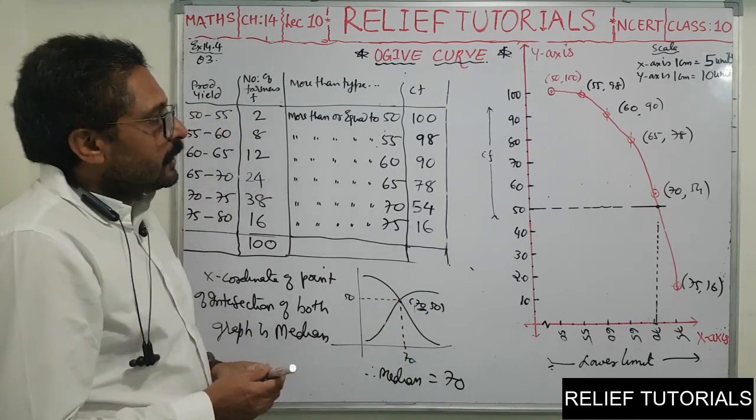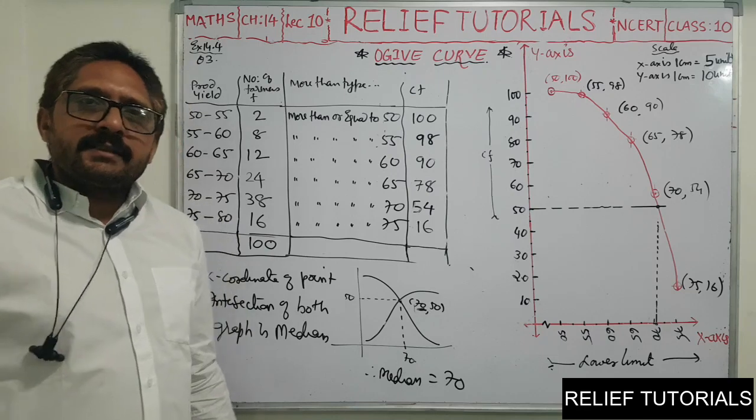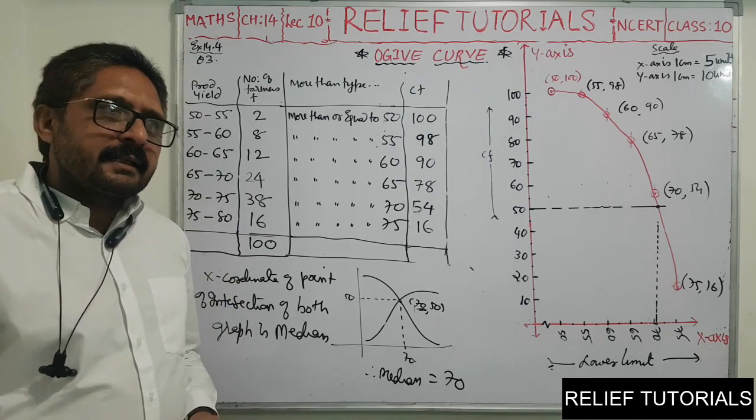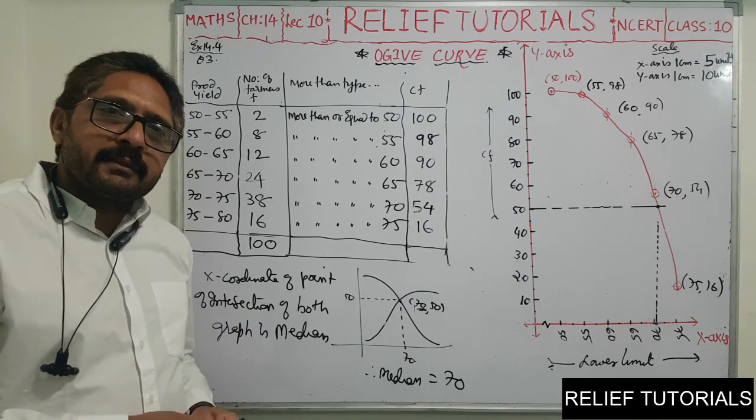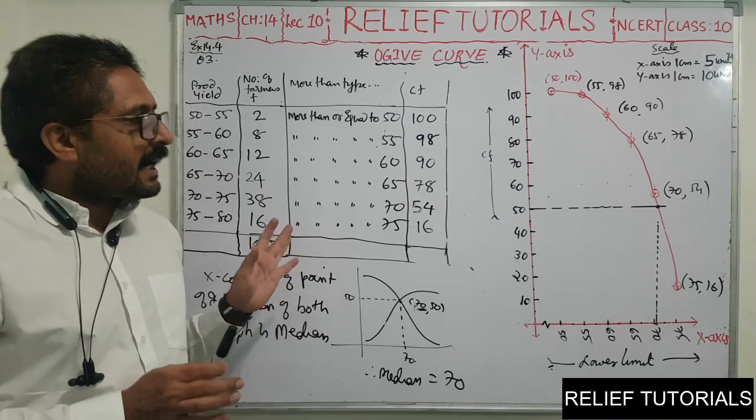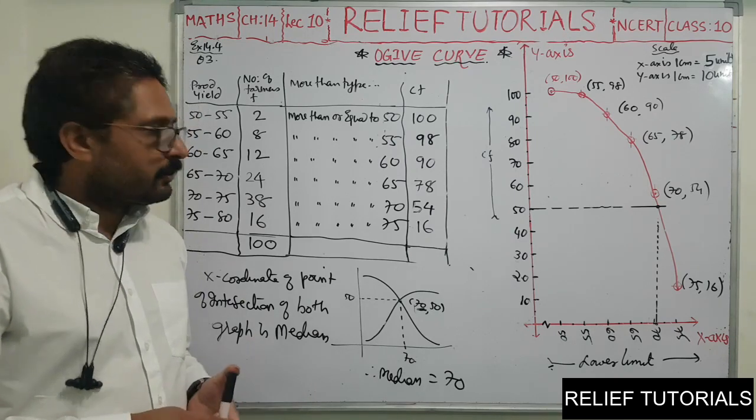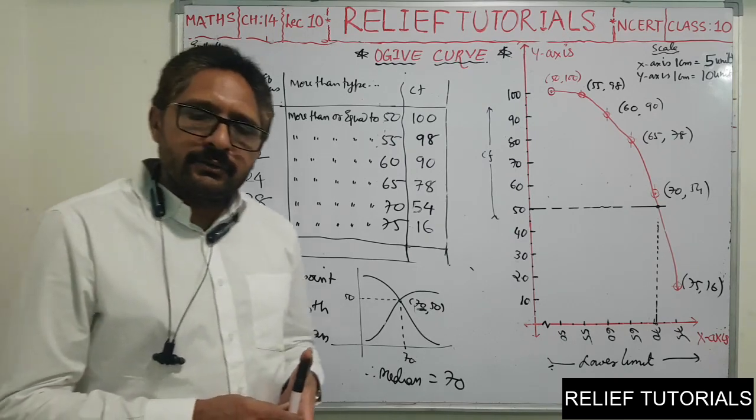Clear? So I hope you understood this very well. So we have discussed two curves, less than type curve and more than type curve. So this is the last lecture of your chapter statistics. I hope you have enjoyed this chapter. Thank you very much.